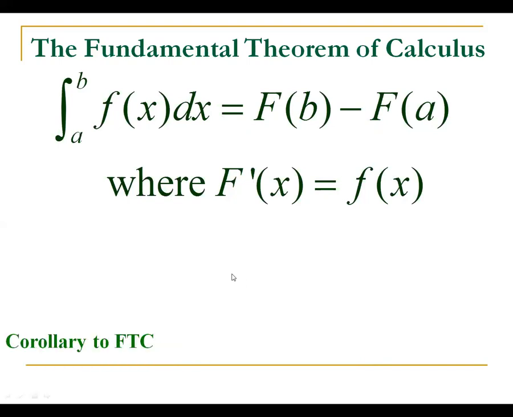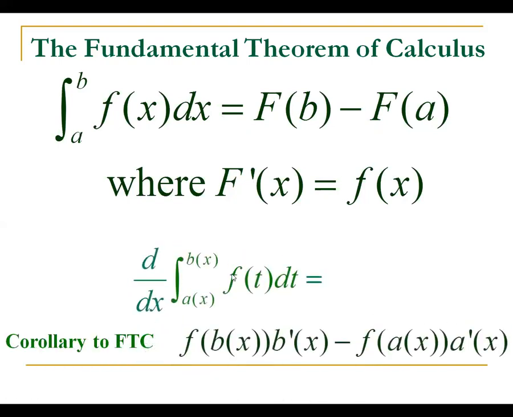All right. Second part of the fundamental theorem of calculus says that when you differentiate an integral, you get the original integrand with the limits substituted. So if you anti-differentiated this, you'd get capital F of t, then you plug in b of x and a of x, so you'd have capital F of b of x minus capital F of a of x.